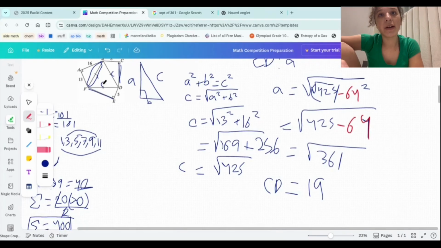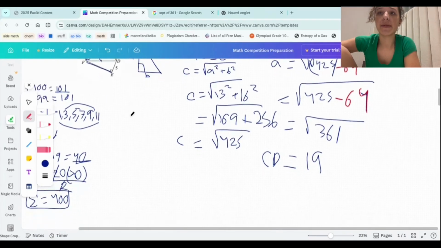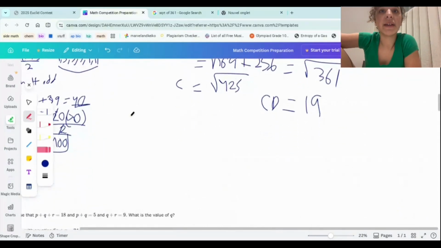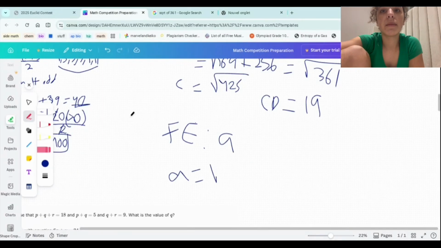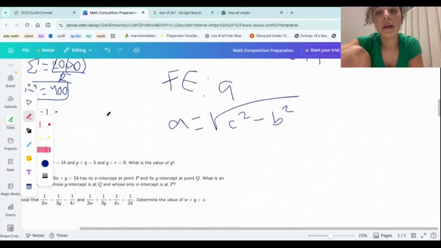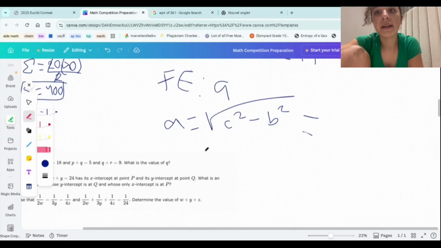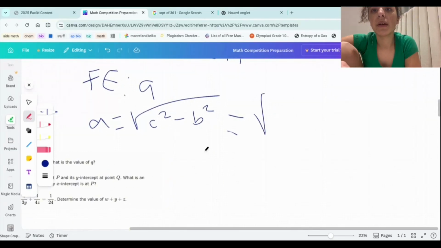And so now I've got that one down. I just need to find FE, and then we've solved it. So FE, I know C and I know 5, so I can find FE. So for FE, let's call it A as well. A is equal to the square root of C squared minus B squared, right?